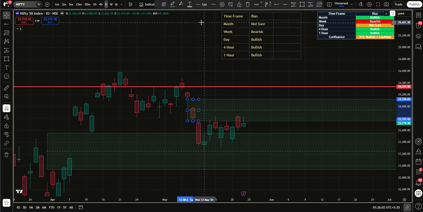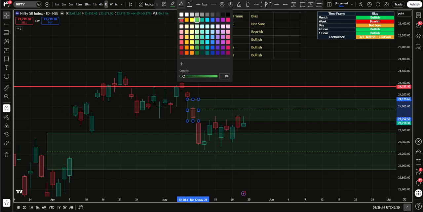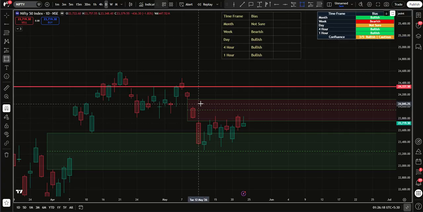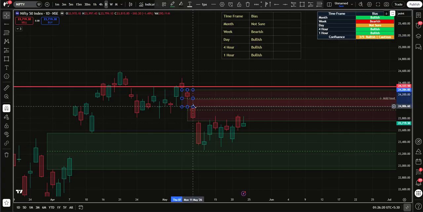What is a fair value gap? A fair value gap is when a large number of market orders are executed, then the limit orders are left behind, and that's where these guys are sitting. The limit sell orders are sitting. That's a big one. And there's another one right here.